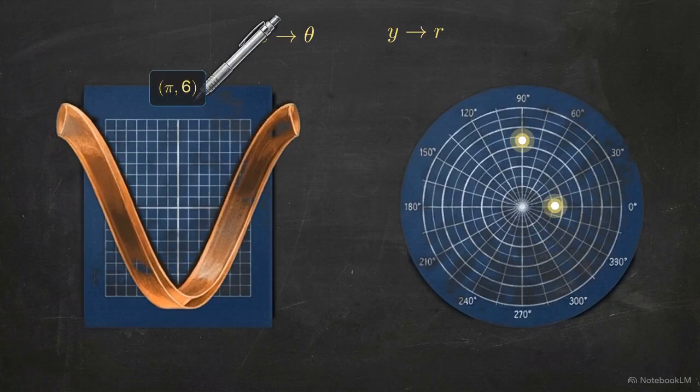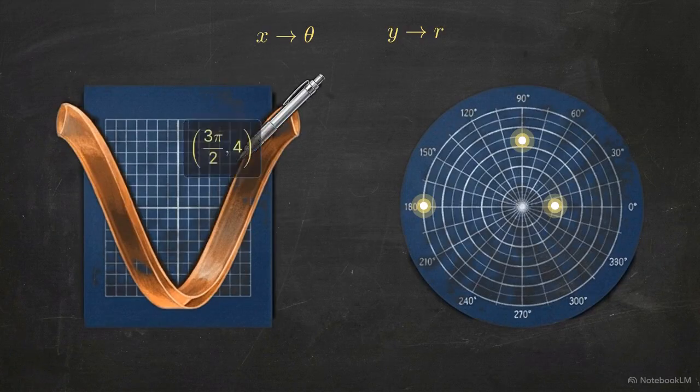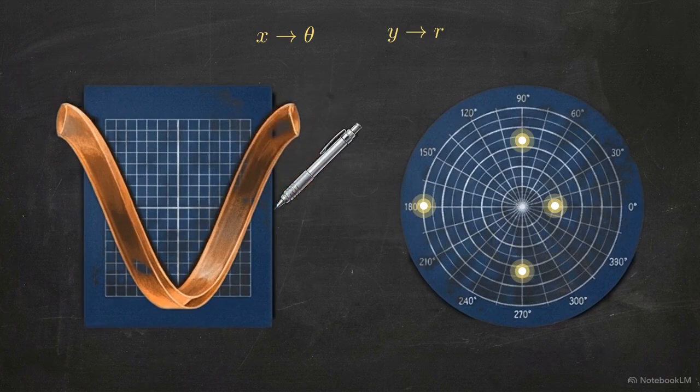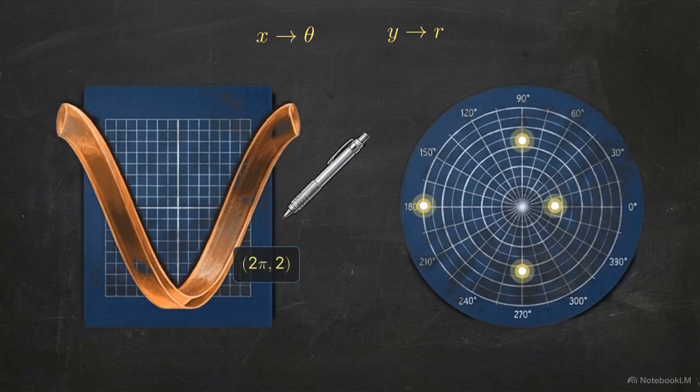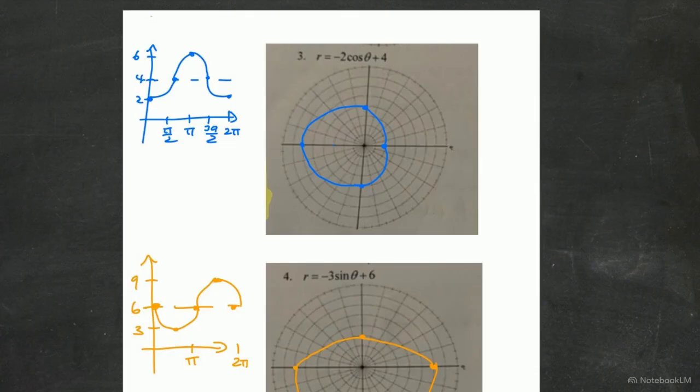Our third point is the wave's peak at pi, 6. On the polar grid, we rotate to the 180-degree angle and plot our point at the maximum radius of 6. For our descent, the point at 3 pi over 2, 4 maps to the bottom axis at radius 4. Finally, our point at 2 pi, 2 brings us exactly back to where we started on the right side. Looking closely at this polar graph, we draw a continuous loop connecting these coordinates in order. This forms a dimpled oval shape known as a limacon.